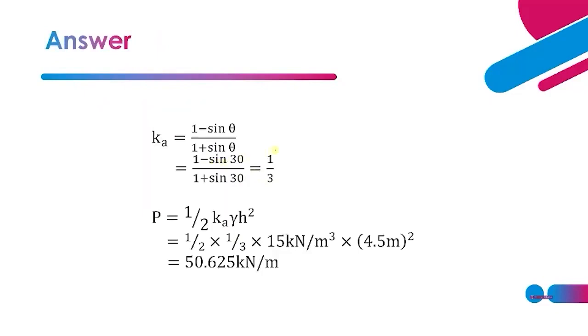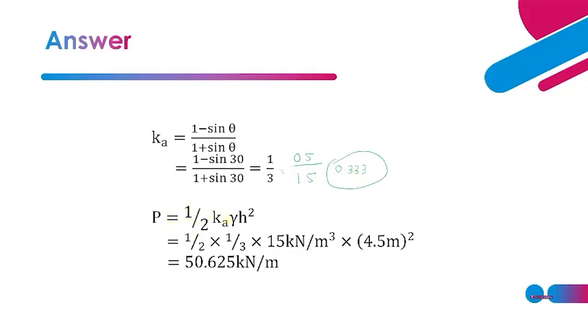Bila you kira ni, you dapat 0.5 over 1.5 if I'm not mistaken. So sama kan? Ataupun kalau you calculate directly, you tak buat dalam bentuk pecahan macam ni, you buat dalam bentuk decimal, so you dapat 0.333. You're going to calculate the pressure due to retained granular material.